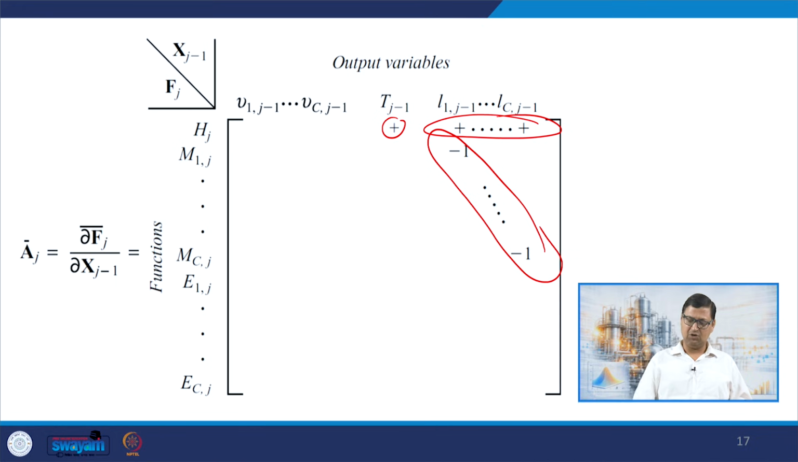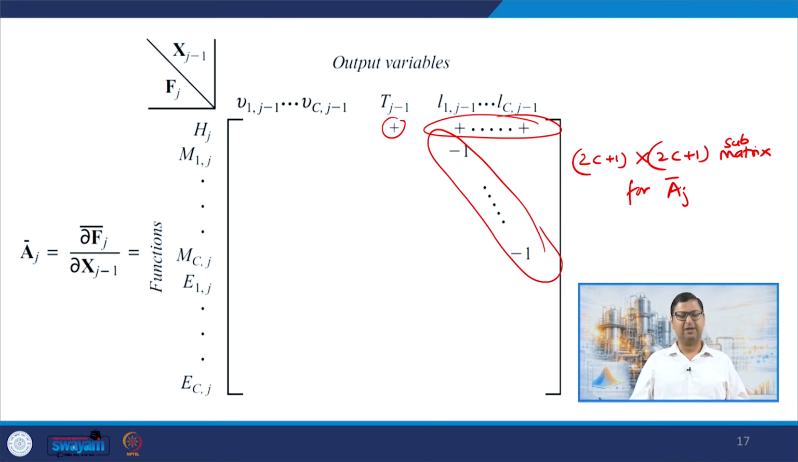So, this is an example of a 2c plus 1 into 2c plus 1 submatrix, I can say, for the quantity AJ, that is the lower diagonal, right? And what does this correspond to? It is a Jacobian. So, Jacobian basically corresponds to derivative of the function with respect to the x variables, right. So, we have the function vector for the jth stage, and I am taking a derivative with respect to x.